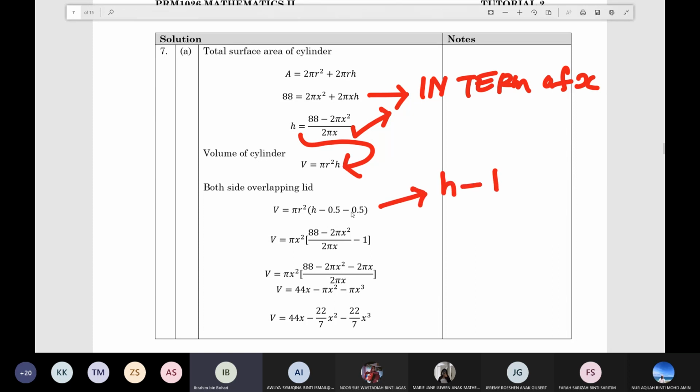Okay. So at the end minus 2 pi x square minus 1 over 2 pi x. And last here, the volume of the cylinder equals to 44x minus 22 over 7 x square minus 22 over 7 x cube. Okay, get the answer. Yeah. Okay, settle question A and question B.